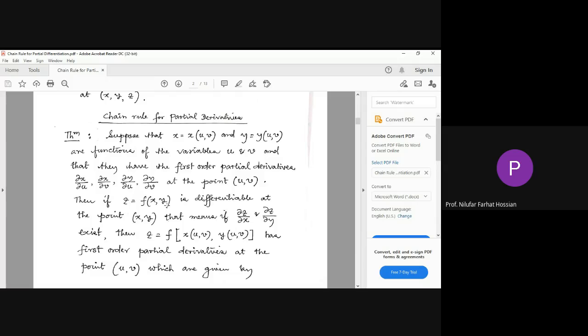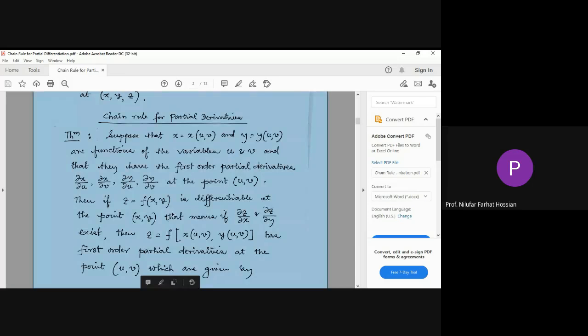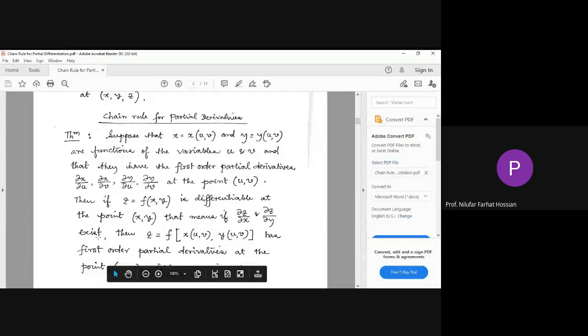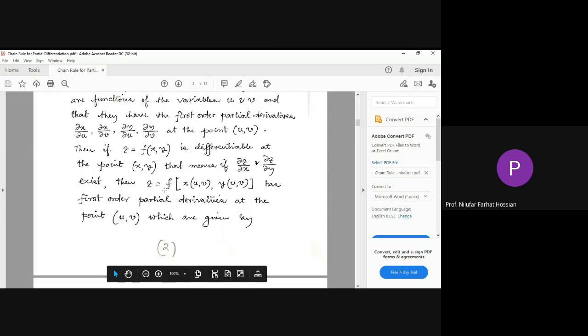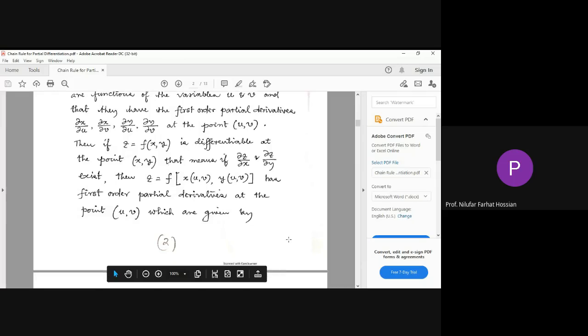Now, if z equal to f of x, y is differentiable at x, y, it means if del z by del x and del z by del y exist, then this z can be expressed as a function of u and v, because originally z was a function of x and y, but x and y are again functions of u and v. So ultimately this z can be expressed as a function of u and v. So you can perform the partial differentiation del z by del u and del z by del v. And there is a formula for this.